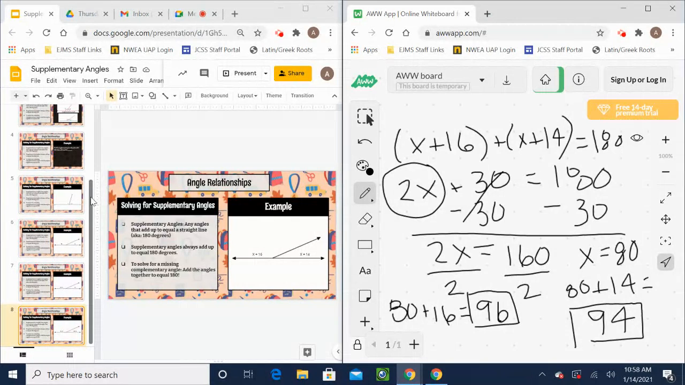Okay? So always, if you see that these angles make a straight line, they are supplementary. Add them together, set them equal to 180, and then solve.